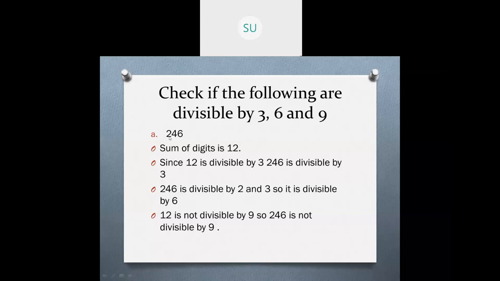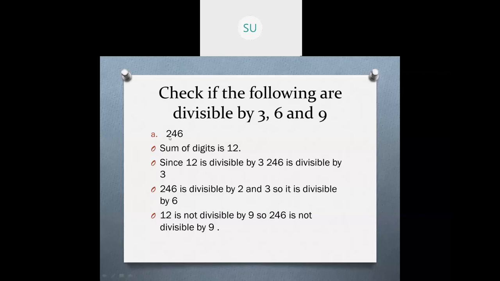Now, 6. What is the rule of divisibility for 6? The number should be divisible by both 2 and 3. Here in 246, in the 1's place we have 6, which is an even number, so it is divisible by 2. We also already saw in the first step that the number is divisible by 3. Since it is divisible by both 2 and 3, it is divisible by 6 also.